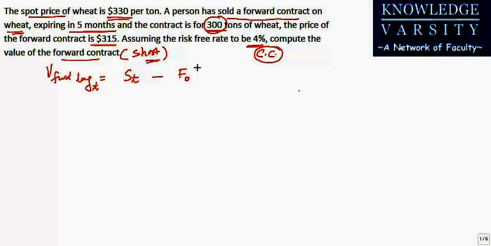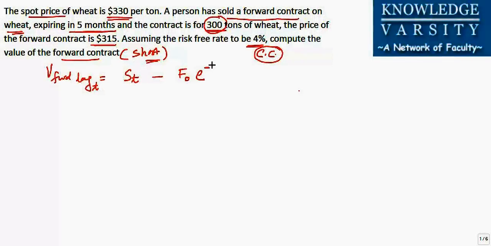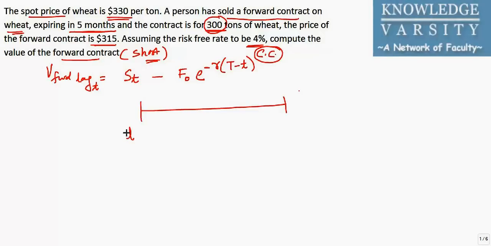You would have seen that there is a direct formula given in the book. The value of the forward contract to the long, at any point t, is given as the spot price at time t minus F0, the forward price at which you entered, times e to the power minus r, where r is the risk-free rate, to the power T minus t. What we are saying is that you entered into the forward contract at t equal to 0 and it will expire at t equal to capital T.